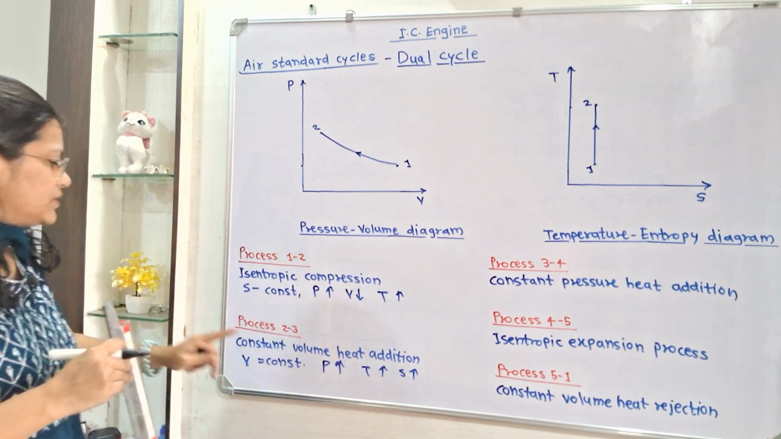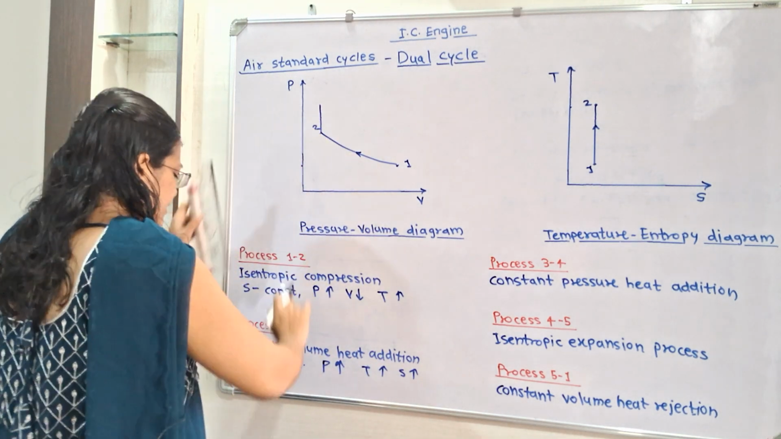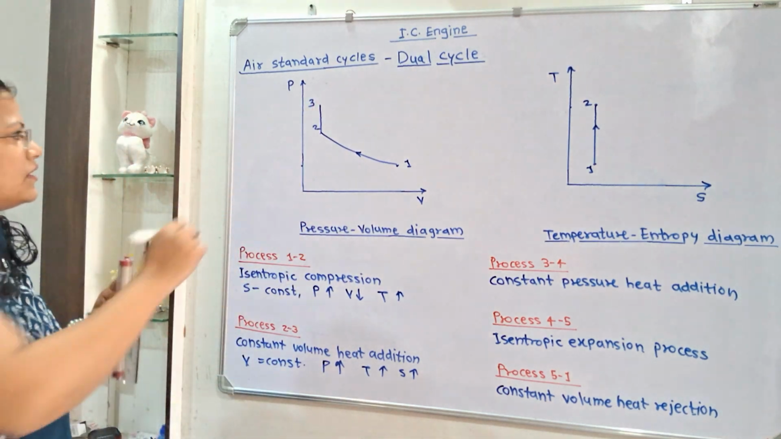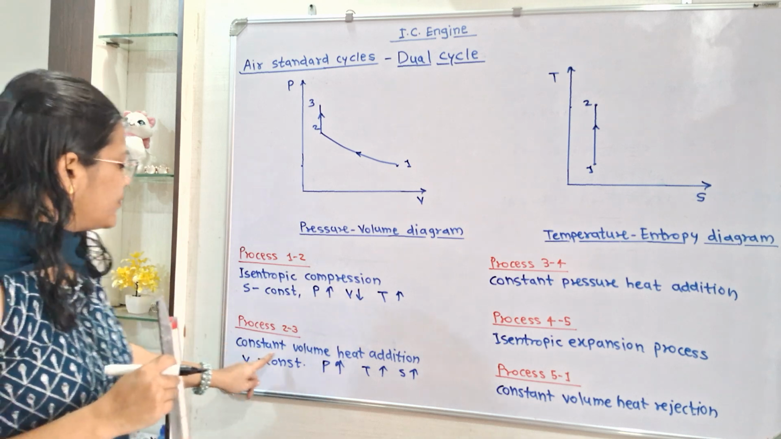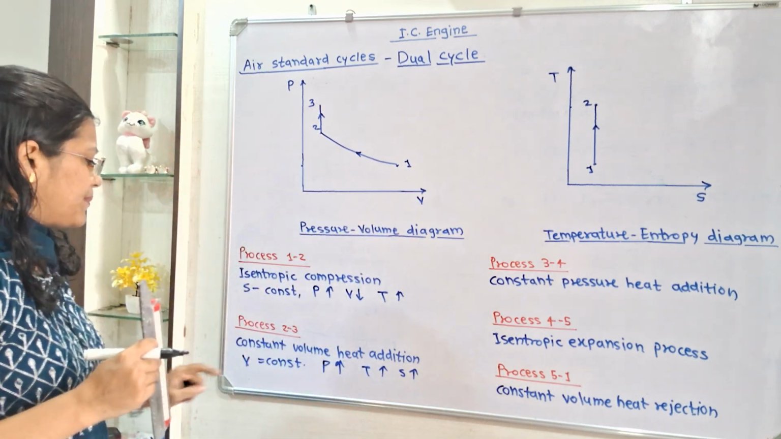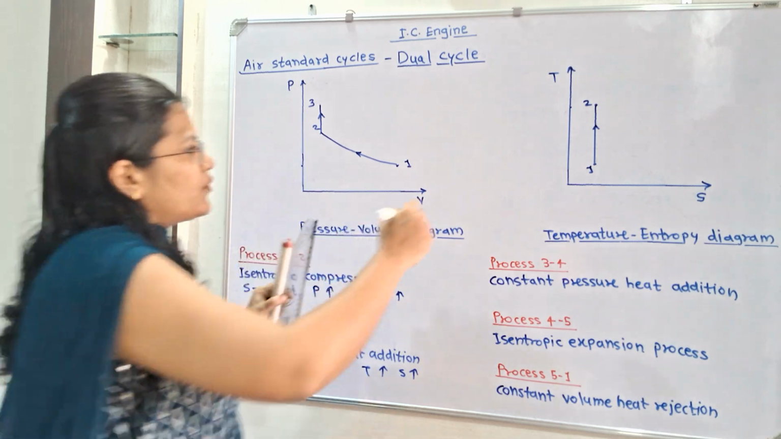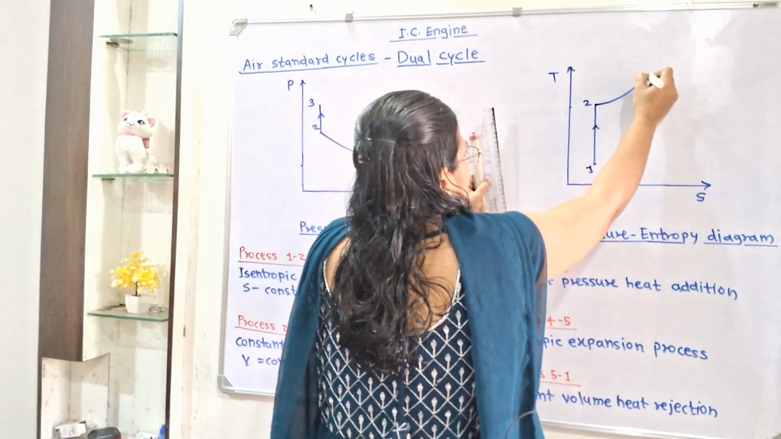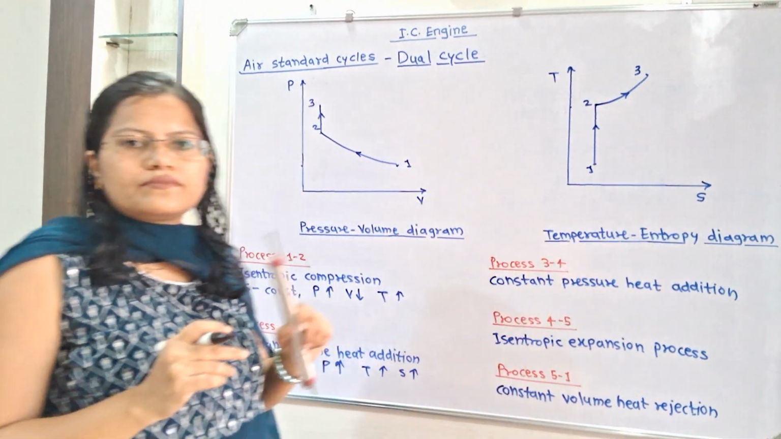Now we have to show this. Because of constant volume, we will show a vertical line. Pressure increases, I will show here the point 3. Now this is the process 2 to 3. Now we will show this on the temperature-entropy diagram. T increases, S also increases. So we have to show this: increase in temperature and increase in entropy. So here is the point 3.